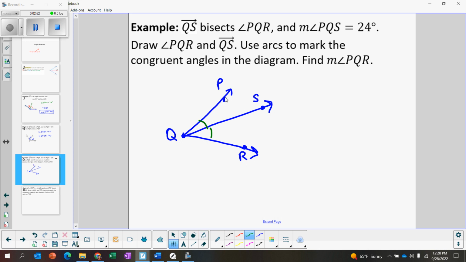Now we know that the measure of angle PQS is 24 degrees. So we want to find the measure of PQR, the whole thing. So if this is 24, this is also 24, meaning the measure of angle PQR is 24 plus 24, or 48 degrees.